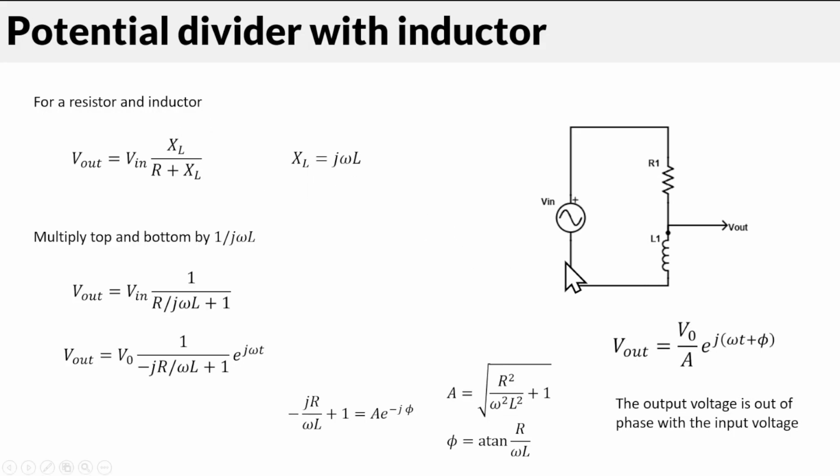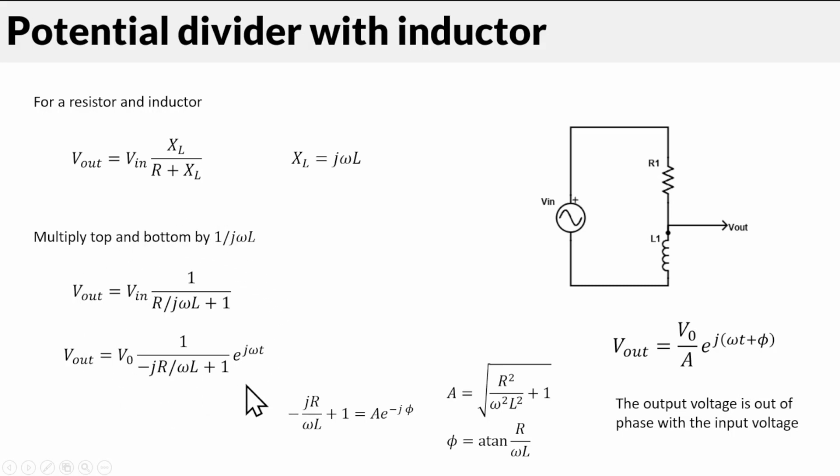For an inductor, instead of having a capacitor, we have an inductor. This time we're going to have the difference that your output voltage is XL over R plus XL. XL is j omega L, and then we can do exactly the same as we did before.